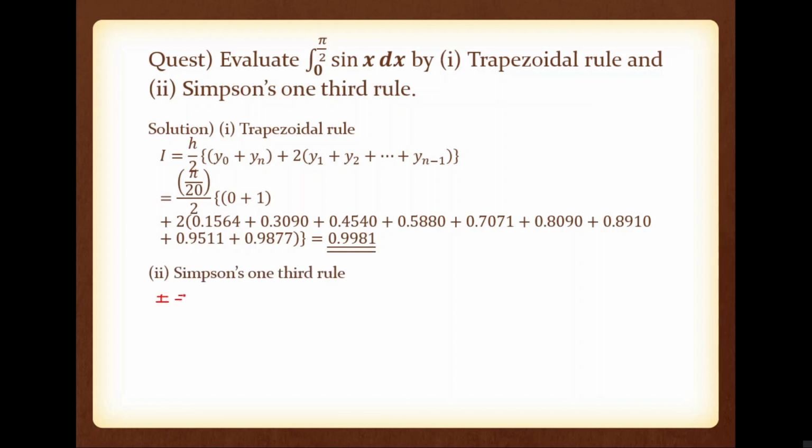h by 3 into, then curly bracket, first value plus last value. Here the last value is y10 plus 4 into odd terms. So that is y1 plus y3 plus etc. plus y9 plus 2 into y2, even terms, y2 plus y4 plus etc. plus y8. So find the answer.